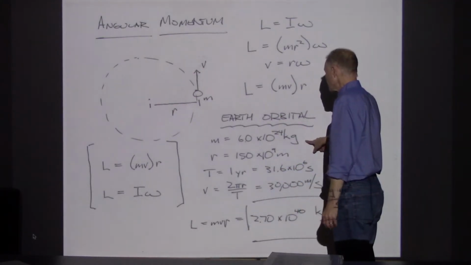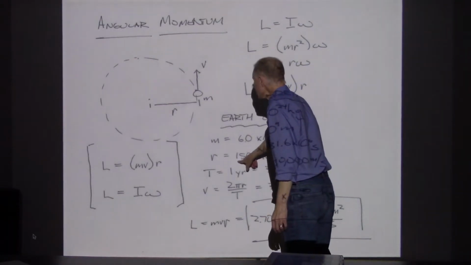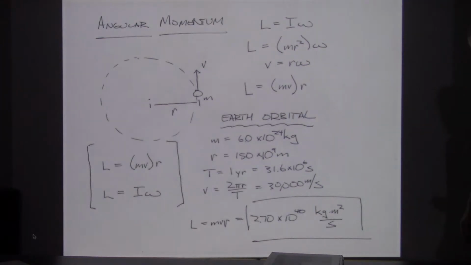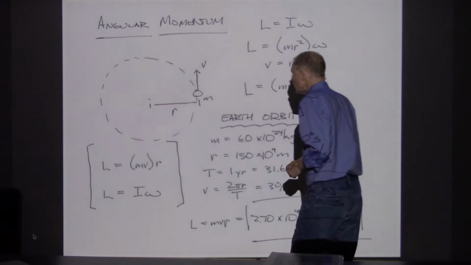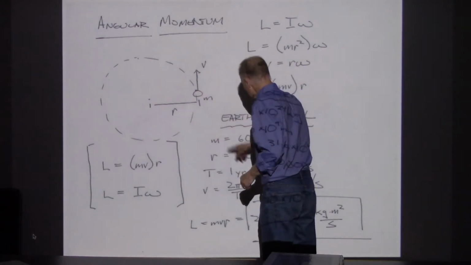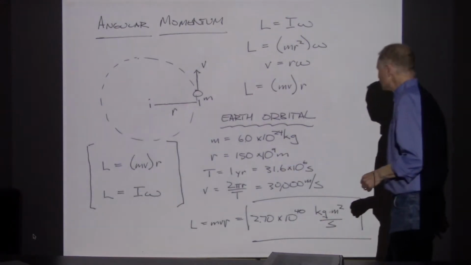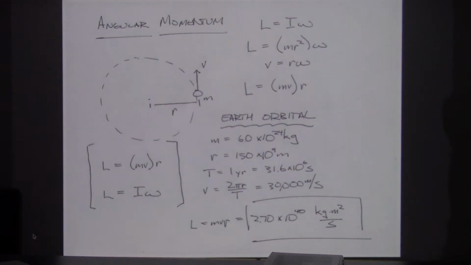That's a lot of kilograms. And the radius of this circular motion that we're imagining is 150 times 10 to the 9th meters. And the period of the orbital motion is 1 year. And 1 year works out to be 31.6 million seconds, roughly. The years fly by, because by the time you've counted to 31 million, the year's over.